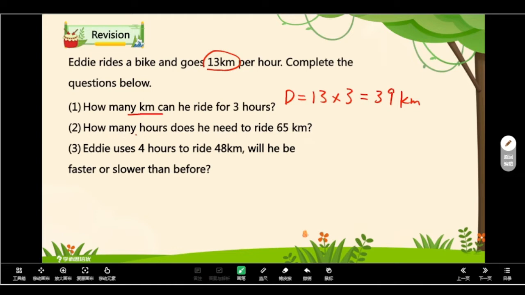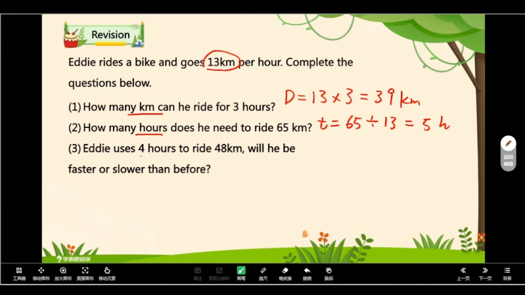So how about the second question? How many hours does he need to ride 65 km? What is the question asking about? Yes, it's asking about time. So if we need to calculate the time, what do we need to do? We need to use the total distance divided by the speed. And this equals 5 hours. Very good. Don't forget your unit. Then how about the third question?